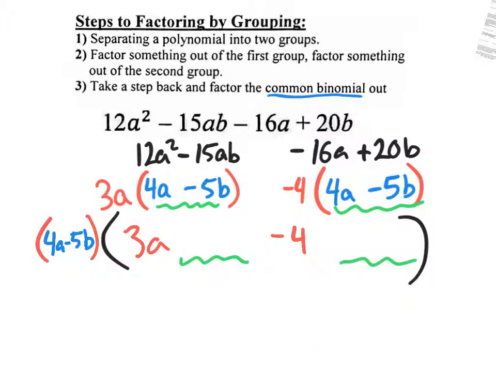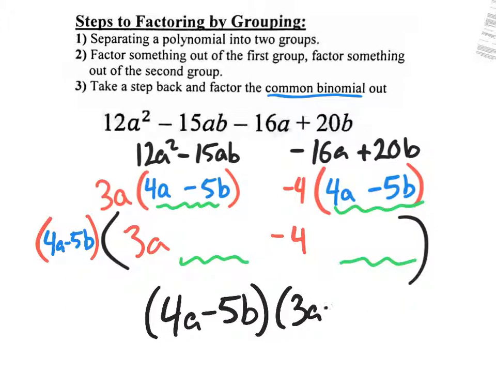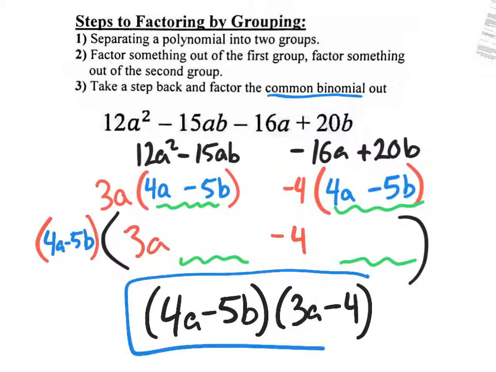Of course, let's write it with the correct size parentheses. 4a minus 5b times 3a minus 4. That is your final answer when you factor by grouping. We will need factoring by grouping throughout chapter 8, the rest of it, right? So it's very important. Let's not forget this. We're going to move on to some easier things, but I do not want you to forget factoring by grouping.